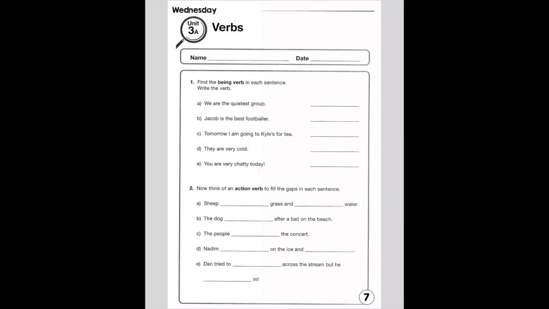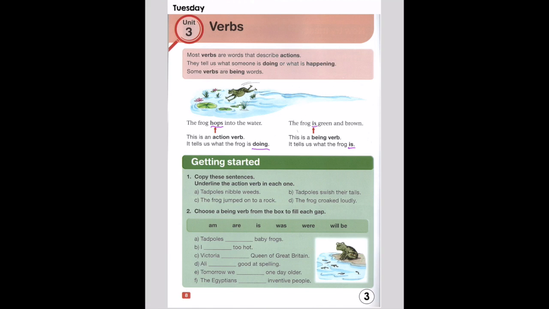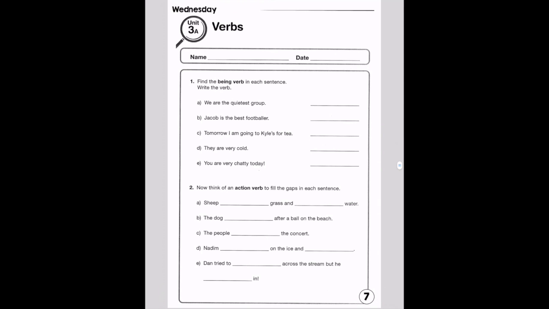Today in literacy, we're going to continue the verbs activities from yesterday. So on this first page here, you're asked to find the being verb in each sentence. So remember, being verbs are verbs that tell what something is. From yesterday, some examples of being verbs were am, are, is, was, were, and will be. So you're going to write those being verbs on the line given there.